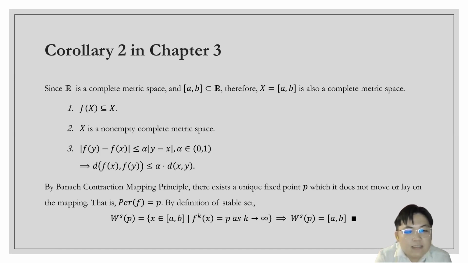Then by the definition of the stable set, the stable set of p is equal to the set of x in [a,b] such that f^k(x) tends to p as k tends to infinity. That is, the stable set is the closed interval [a,b]. This completes the proof.